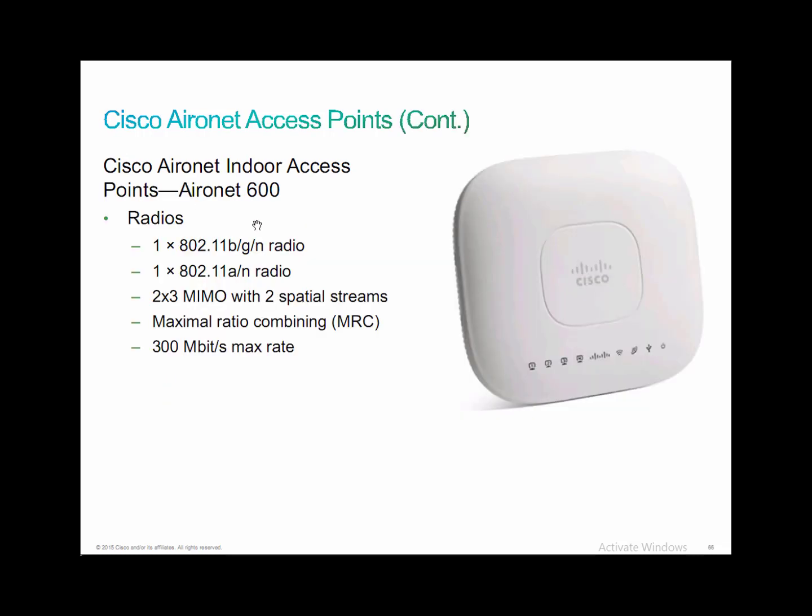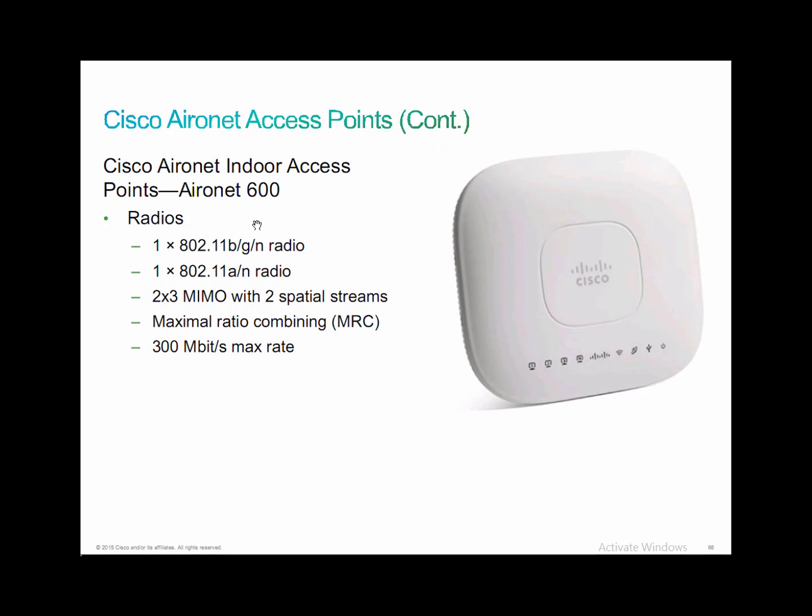Like I said, the Cisco Aironet 600 series is what we call an OfficeExtend access point. It provides security, dual band functionality, 802.11n access. It's 2.4 gigahertz, 5 gigahertz. Both radios can operate concurrently. 2x3 with 2 spatial streams, 20 megahertz and 40 megahertz wide channels for the N functionality. So that means you're going to get a data rate of about 300 megabits per second.